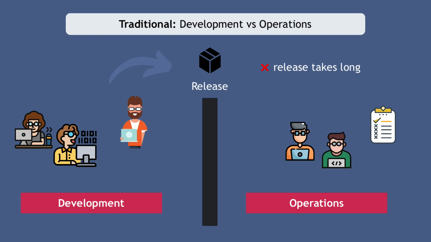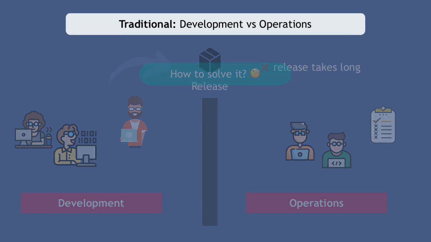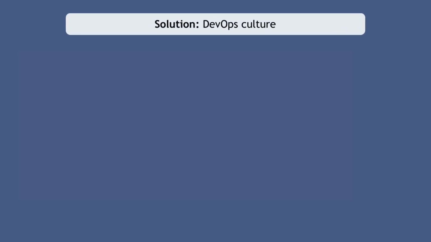And because this is a big problem, a solution was needed for this miscommunication and for the issue of having two completely separated, unrelated roles that couldn't communicate with each other or had a hard time communicating and working with each other effectively. And that solution basically was the DevOps culture.